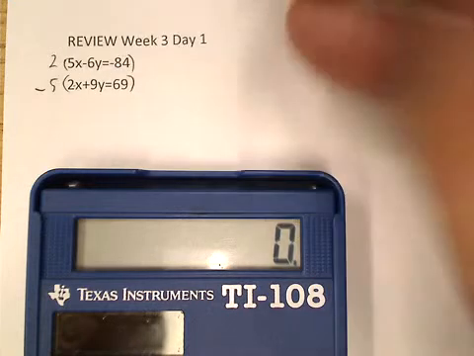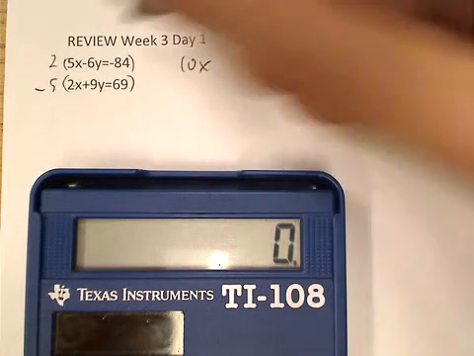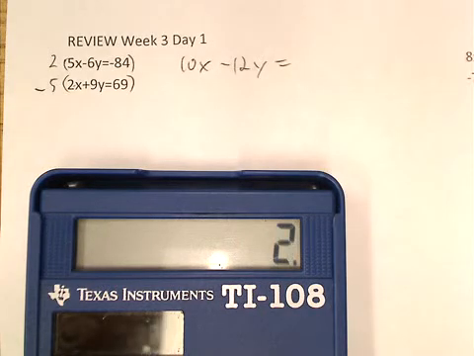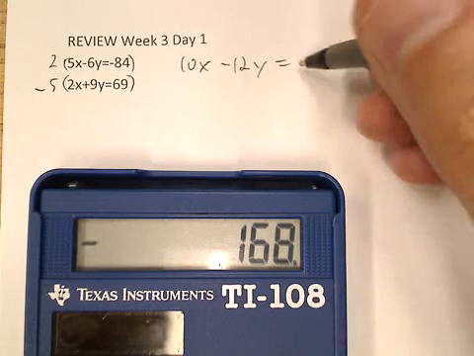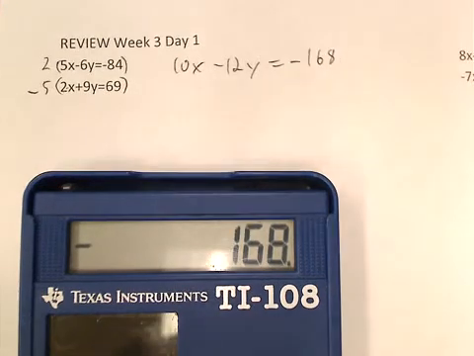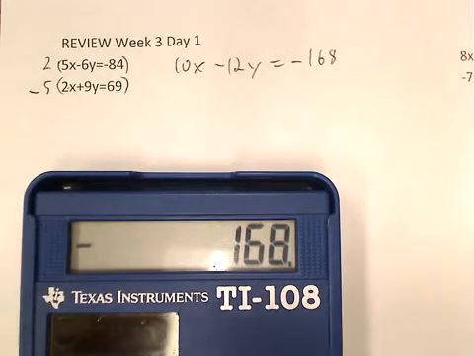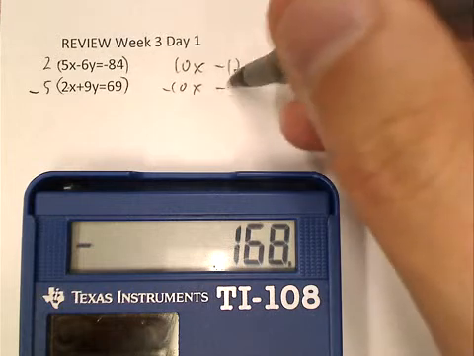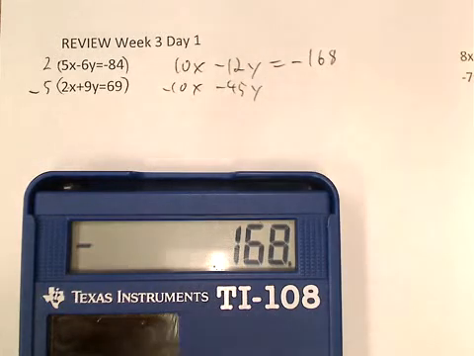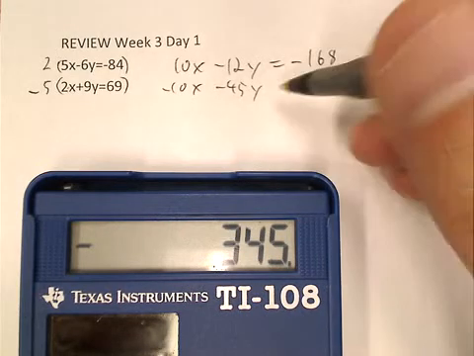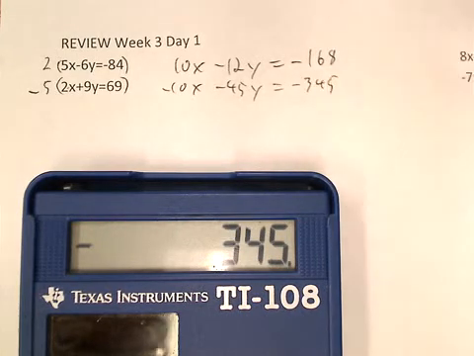So now let's multiply everything by the 2. 2 times 5 is 10. 2 times negative 6 is negative 12. 2 times negative 84 is negative 168. And then multiply the second line by the negative 5. So that'll be negative 10. Negative 5 times 9 is negative 45. Negative 5 times 69, negative 345. Now what I want you to do is add these up.